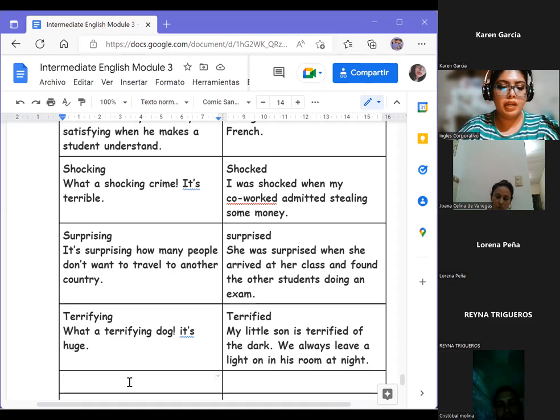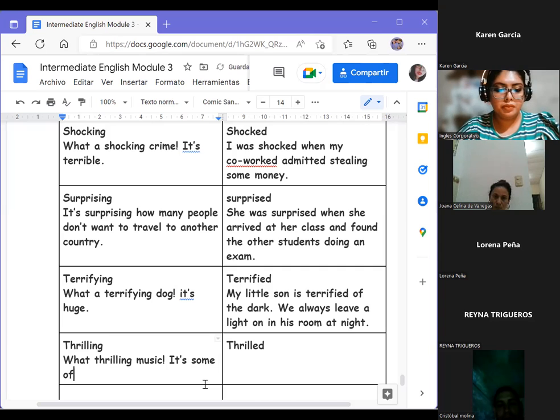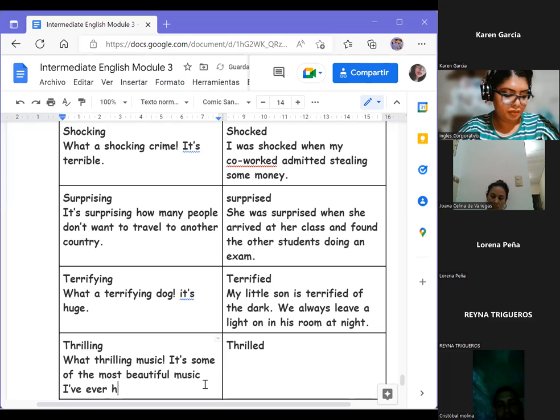And we have thrilling and thrilled. What thrilling music? It's some of the most beautiful music I've ever heard. I was thrilled to win first prize in the competition.